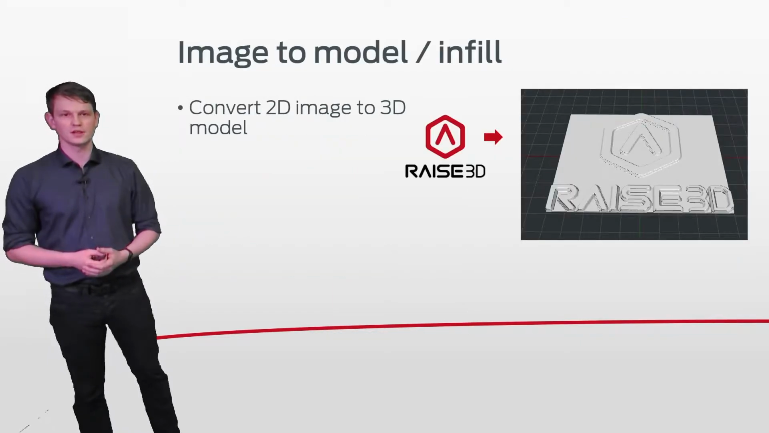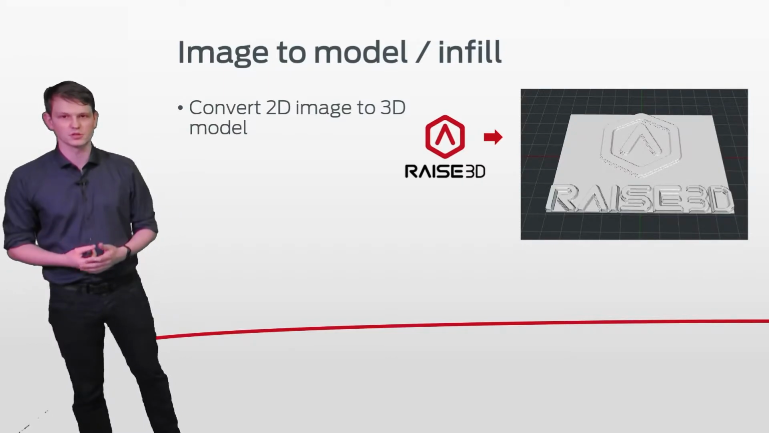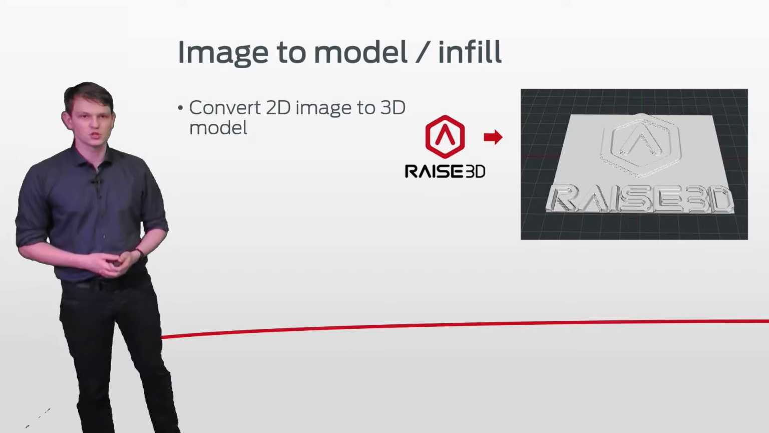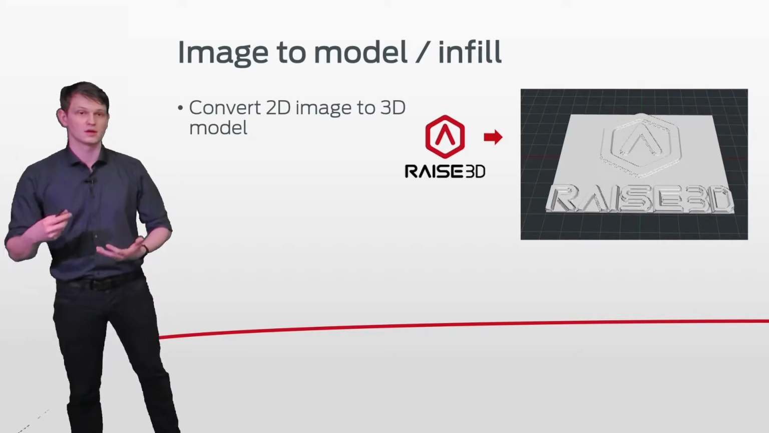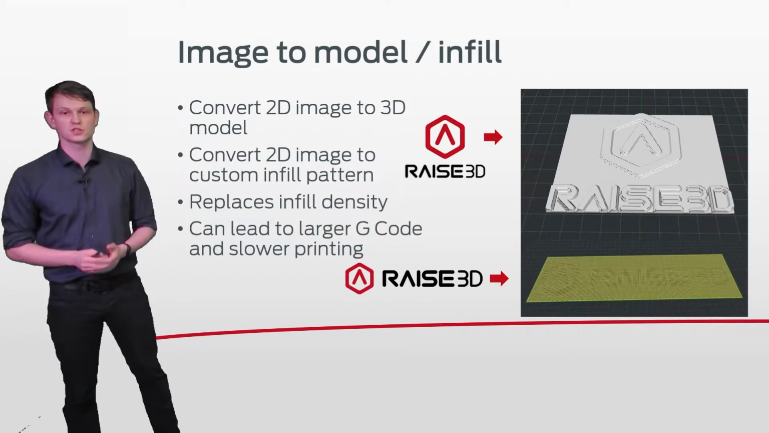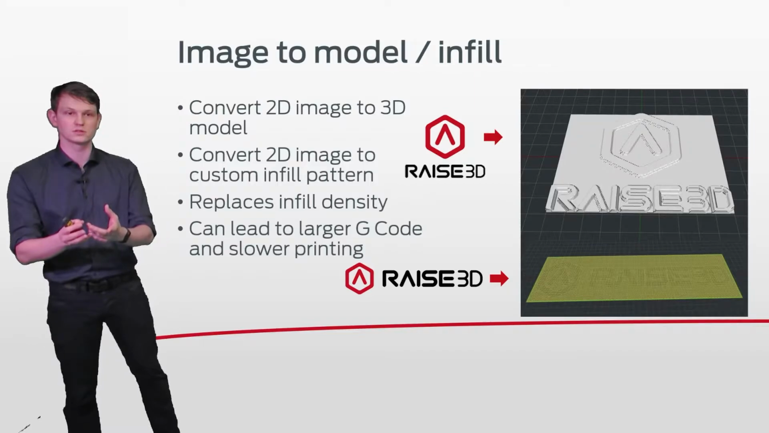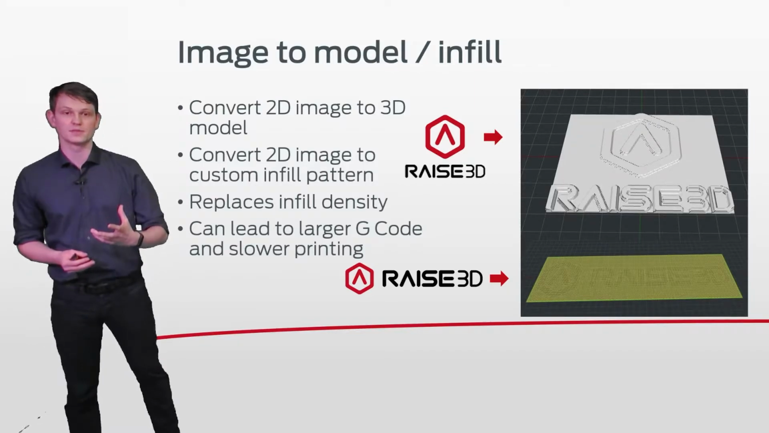Another new functionality of ideaMaker 4.1 is generating 3D models from 2D images. The coloration of the image indicates what areas of the model are extruded how high. Along similar lines, you can now use 2D images to generate custom infill for your models. This will overwrite the infill percentage that was otherwise set.